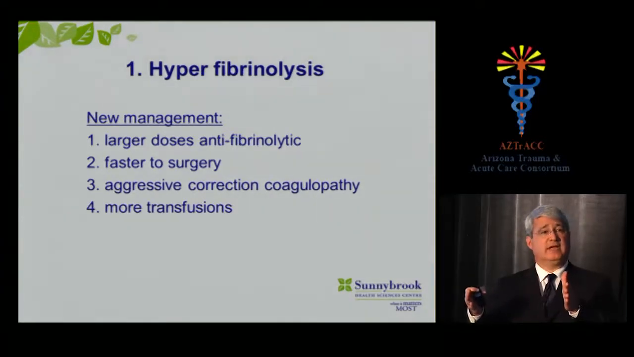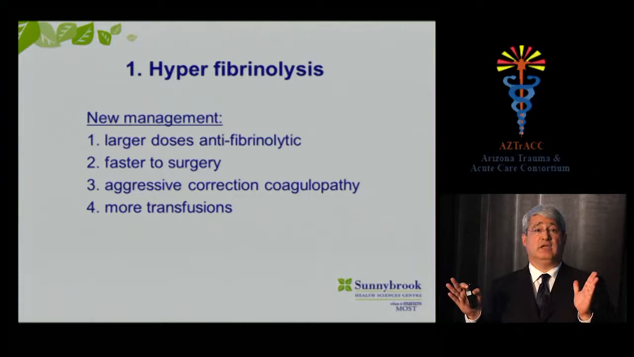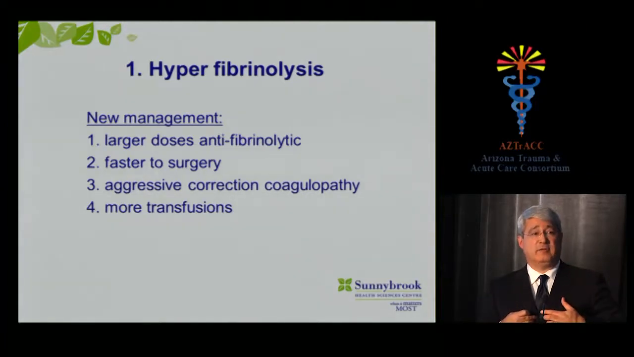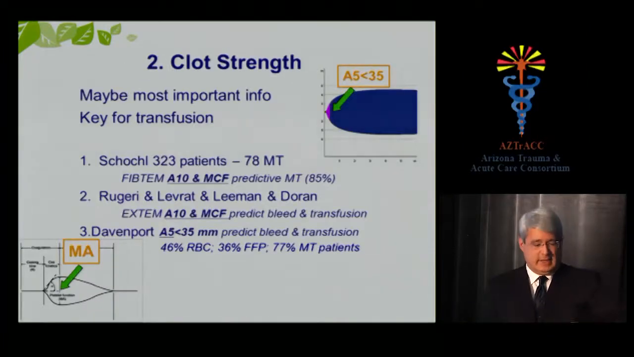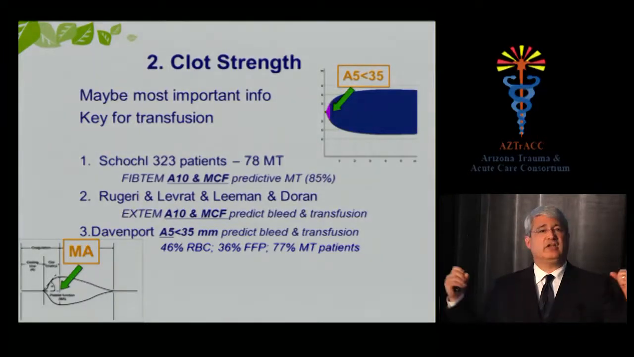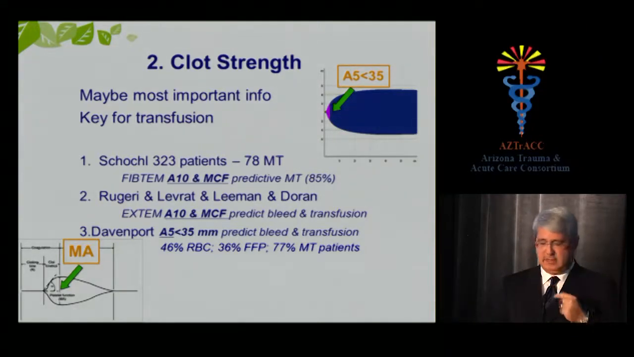So hyperfibrinolysis is a major, major diagnosis that only TEG and ROTEM can do. And for me, that's enough. If 5 or 6% of my patients are hyperfibrinolytic and 70% of them are going to die, I want to know. For me already, that justifies using the test. Okay, another thing that it does: it shows clot strength. And this is very helpful in guiding transfusion of platelets and fibrinogen.